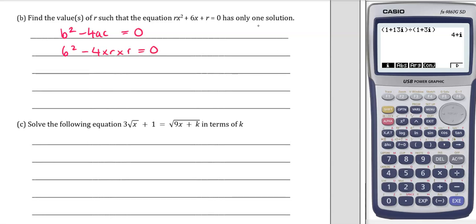So we get 36 minus 4r squared is 0. Well, 4r squared equals 36. So r squared is 36 divided by 4, which is 9. And r is the square root of 9, so that is plus or minus 3. Don't forget your plus or minus when you're square rooting.